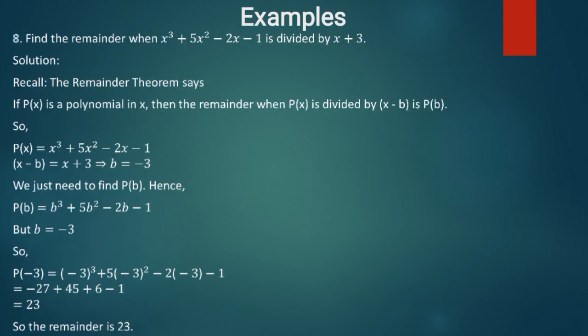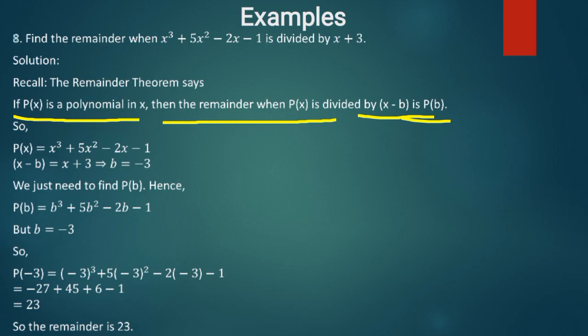The next example says find the remainder. So now we're down to the remainder theorem, and remember the remainder theorem that we talked about and the factor theorem. So now we're told to find the remainder. The remainder theorem states that if p(x) is a polynomial in x, then the remainder when p(x) is divided by x minus b is p(b).